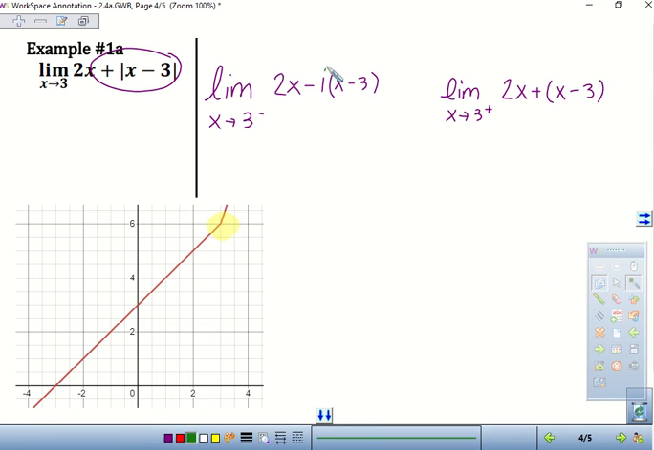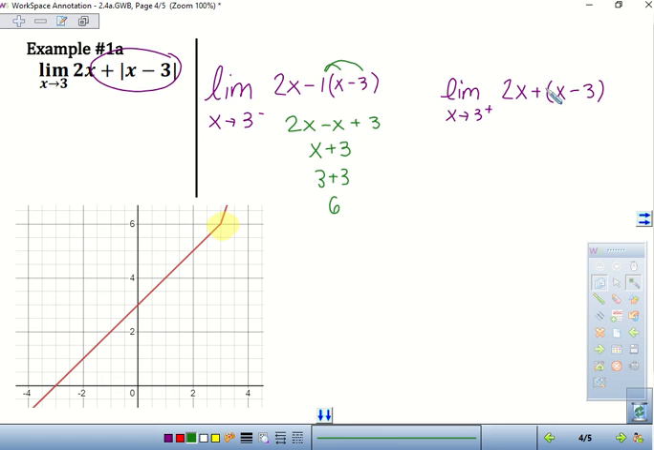So we're going to solve this one here. To do that, I'm going to distribute that negative onto everything in the parentheses. That gives me 2x minus 3. What's 2x minus x? What's x plus 3? When we plug in 3, we get 3 plus 3, which is 6.